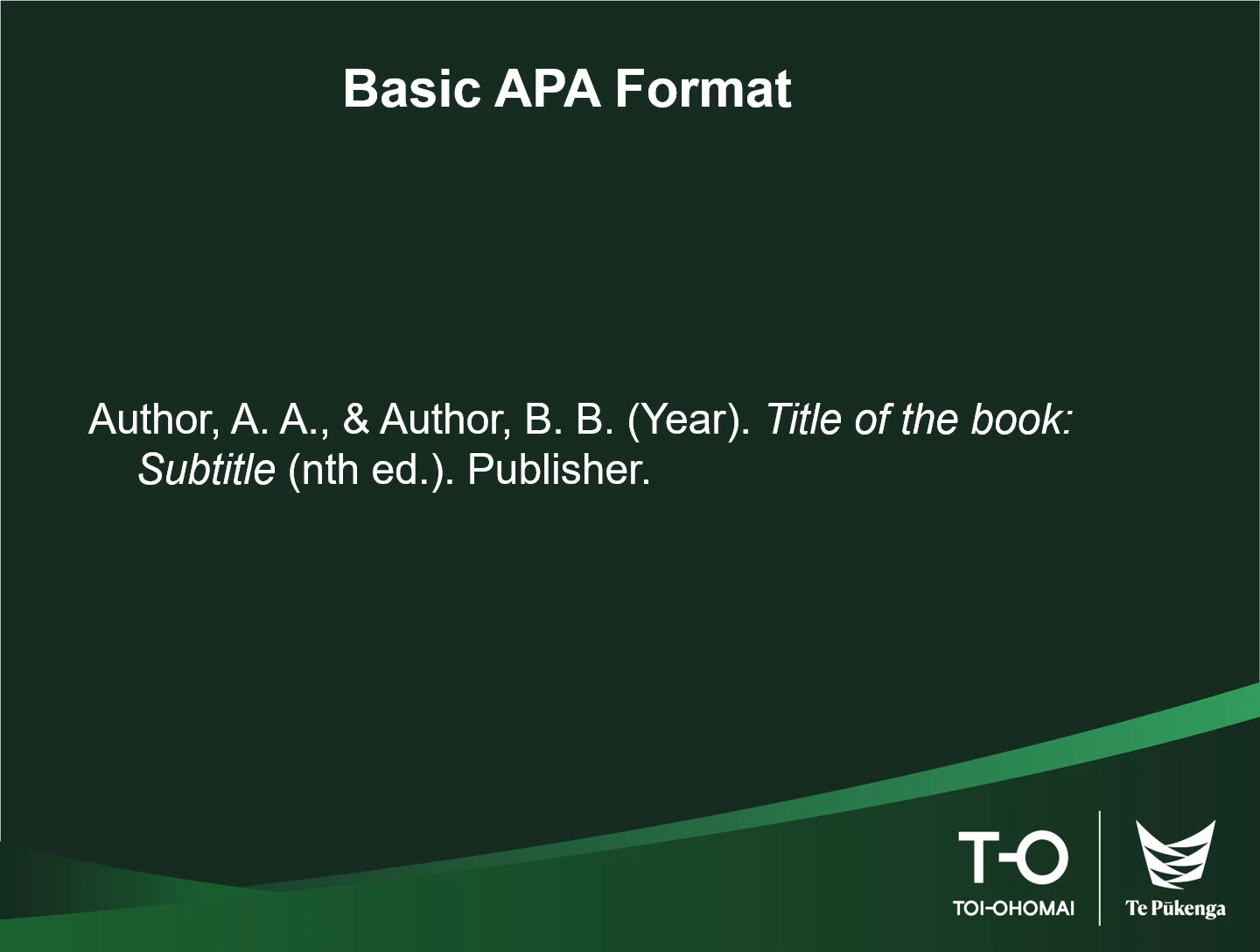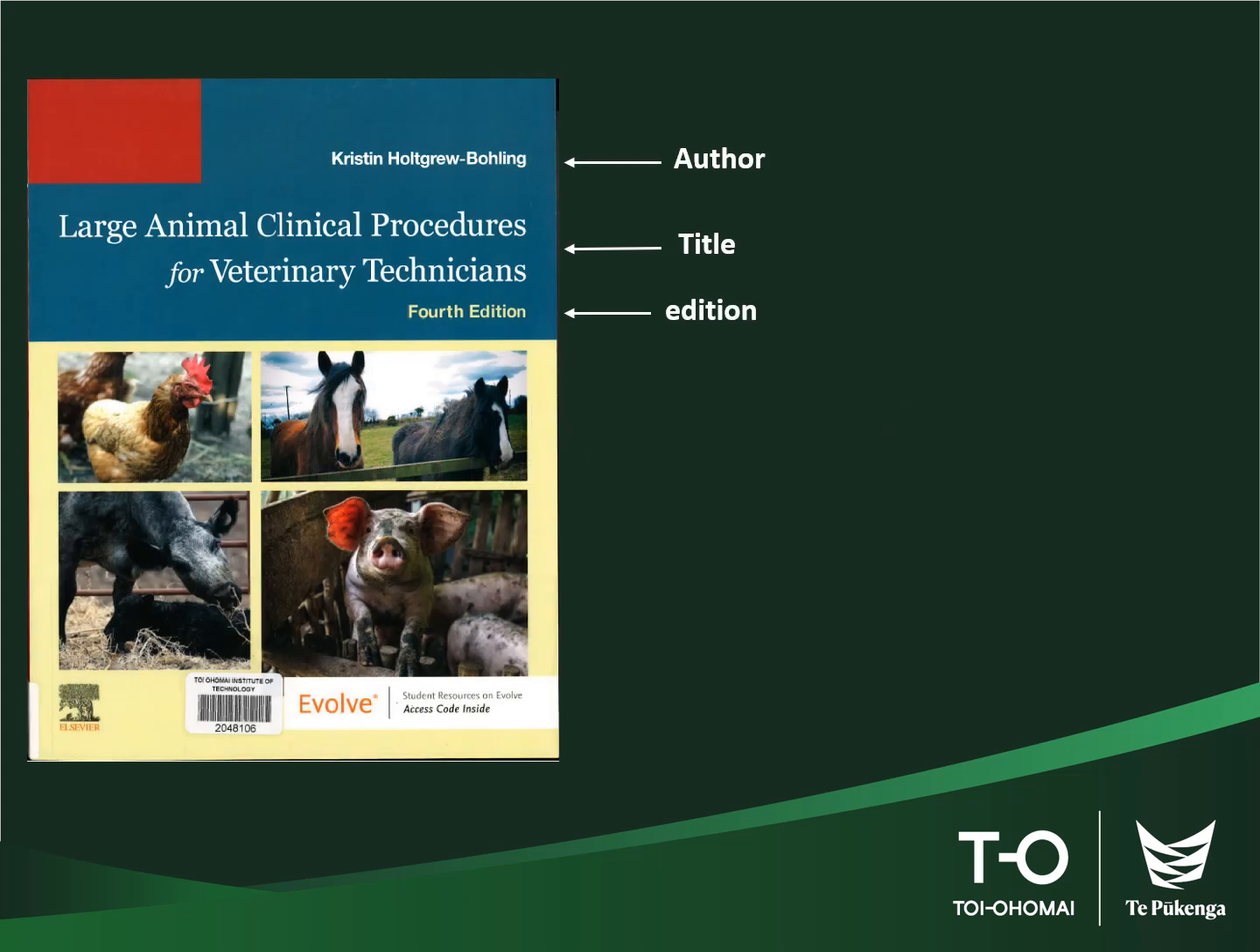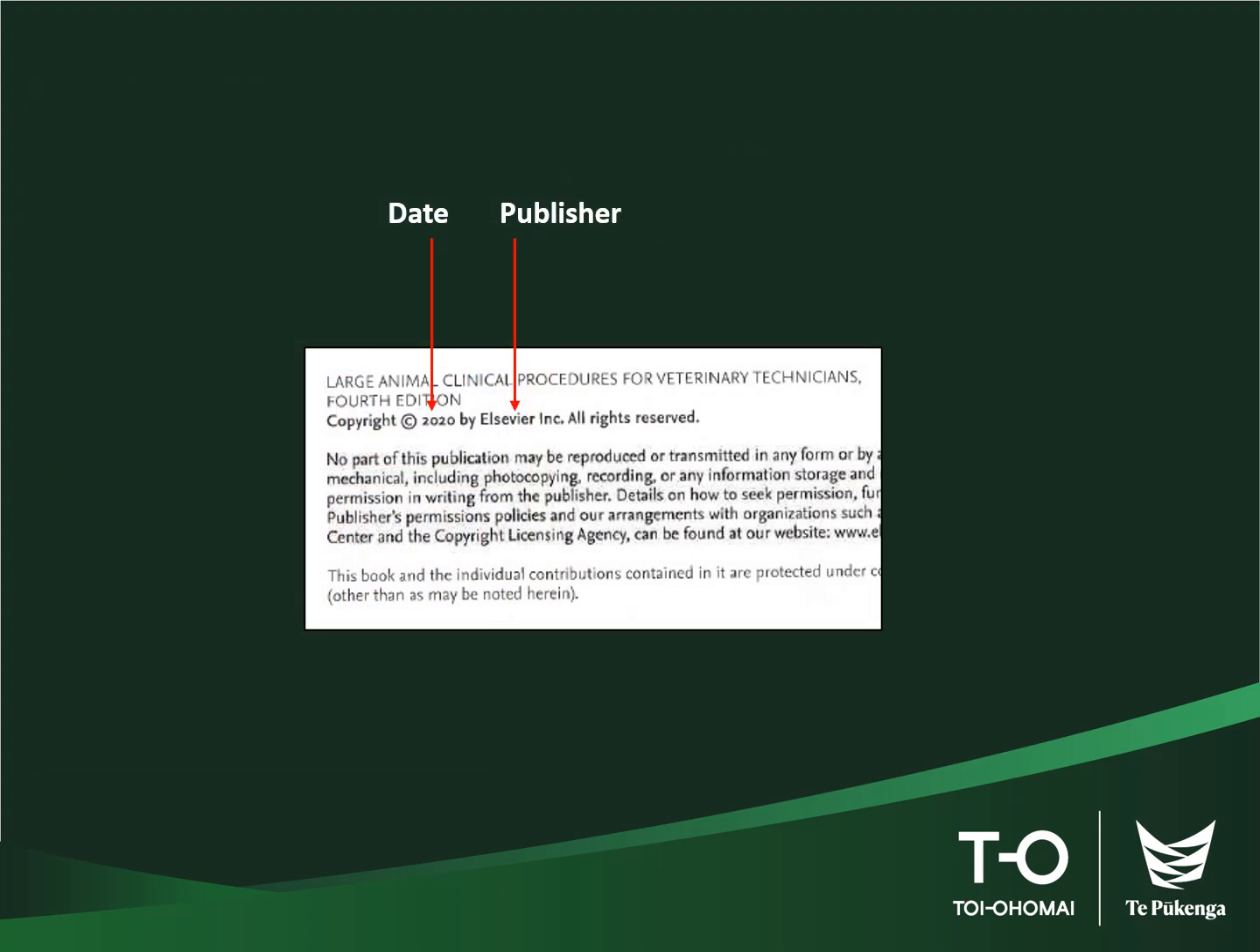So let's see how this format fits with an actual example. Here's an example of an actual book. Most of the elements required for creating a reference entry can be found on the cover page of the book. Here, for instance, we have the author, the title, and the edition of the book. The remaining information can be found at the back of the title page in the book. So we can find the date and the publisher of the book.